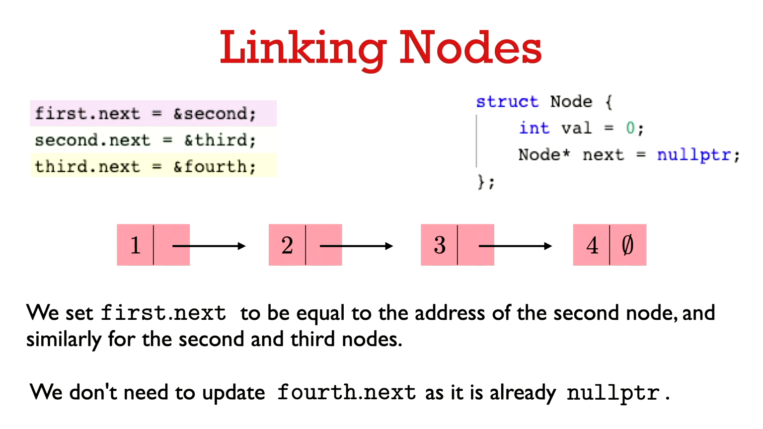So I can do that with the code snippet here in the top left. I just set first.next to be the address of second, second.next to be the address of third, and third.next to be the address of fourth. I don't need to update fourth.next because that was initialized to the default value of null pointer, and that's what we want.